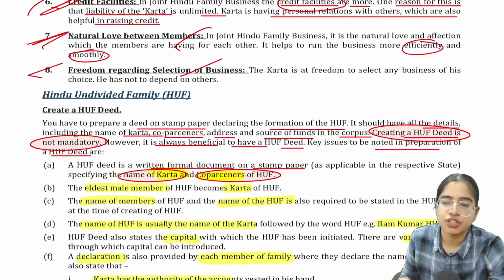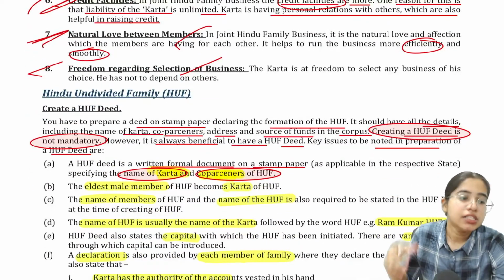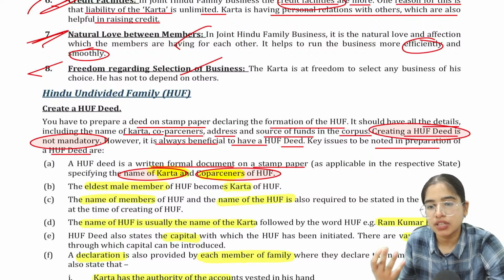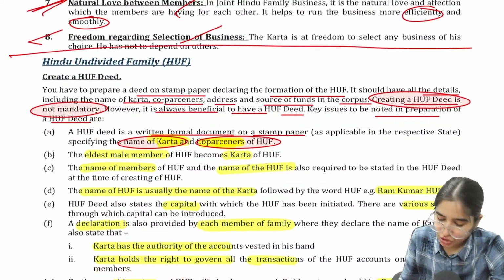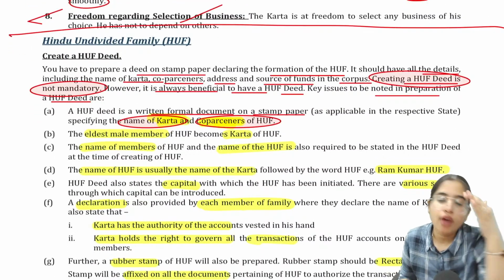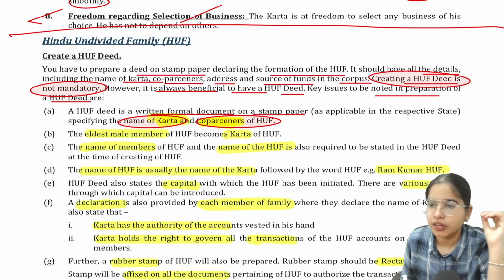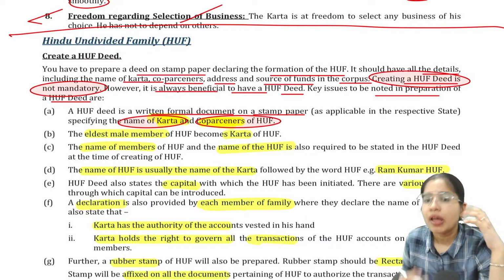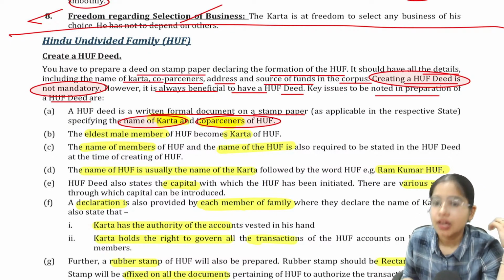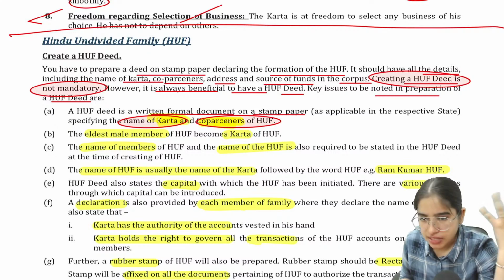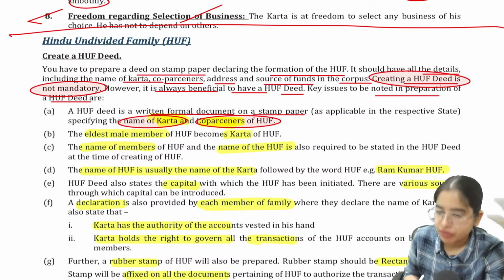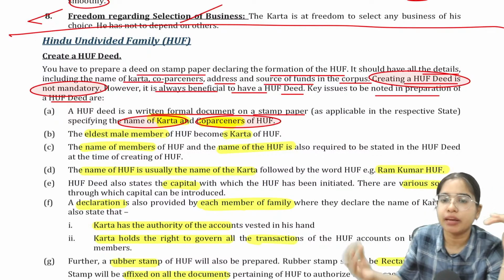They have complete freedom regarding the selection of business, in which activity they want to do their business. Next is the HUF deed. When you enter into a HUF, you have to make a deed, the HUF deed. But is that compulsory? The answer is no. Making a HUF deed is not compulsory, but it's suggested so that in case of dispute, it can be referred to.